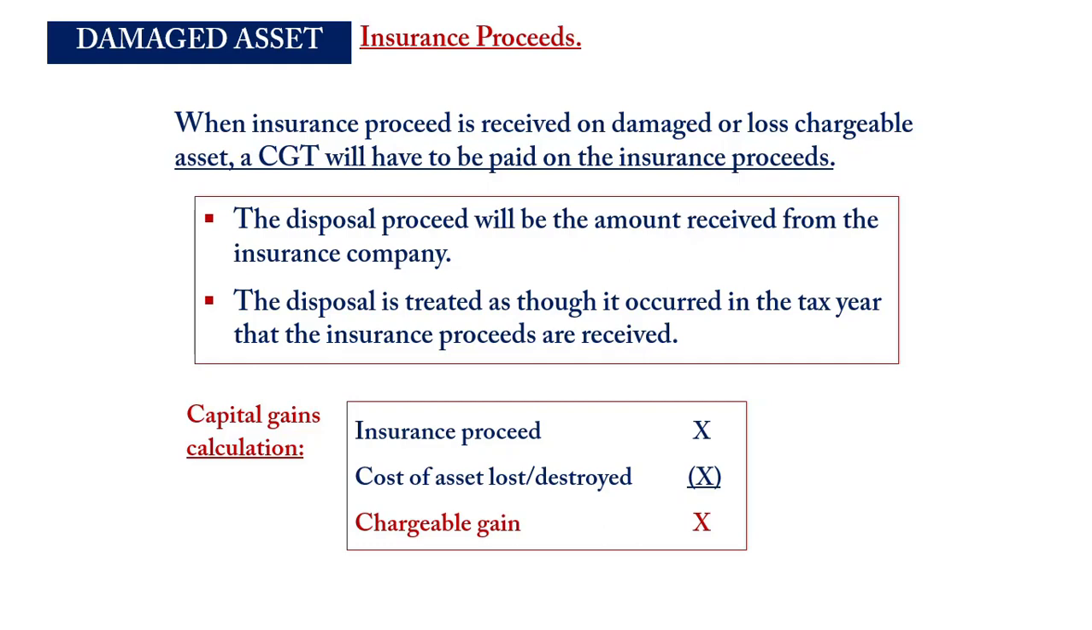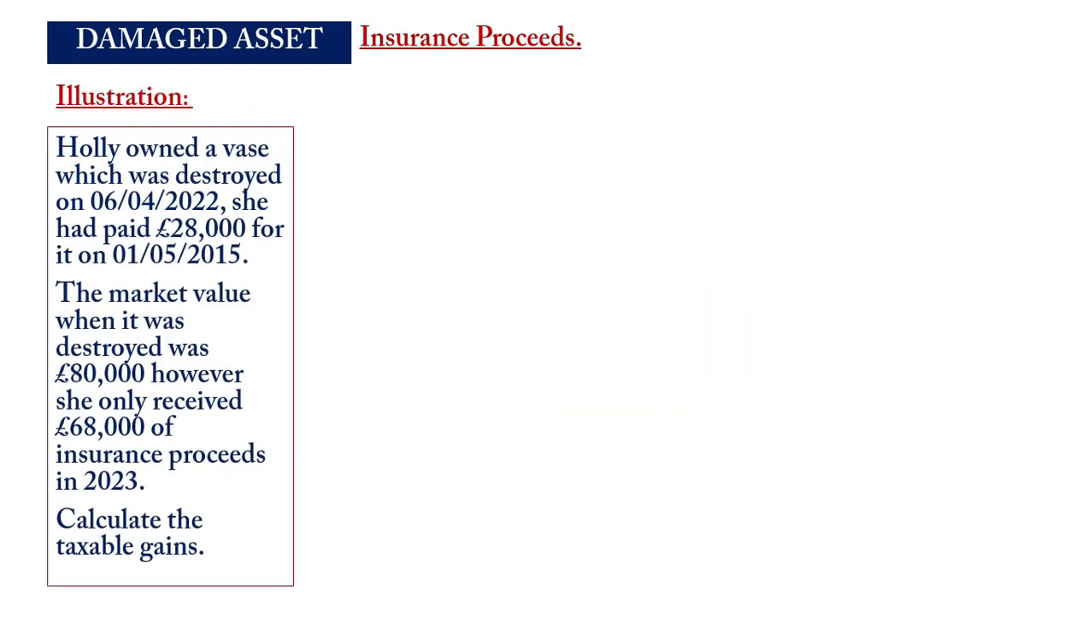Okay, so let's look at this illustration. Holly owned a vase which was destroyed on 6th April 2022. She had paid £28,000 for it on 1st May 2015. The market value when it was destroyed was £80,000. However, she only received £68,000 of insurance proceeds in 2023. So we are supposed to calculate the taxable gain.